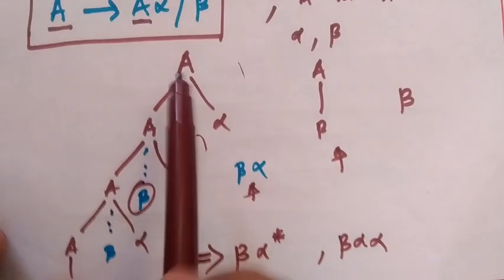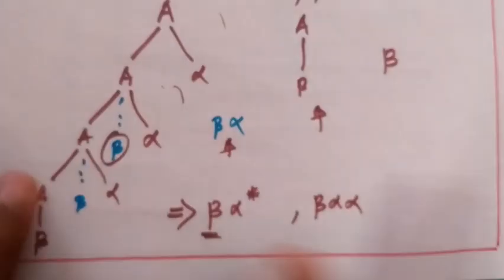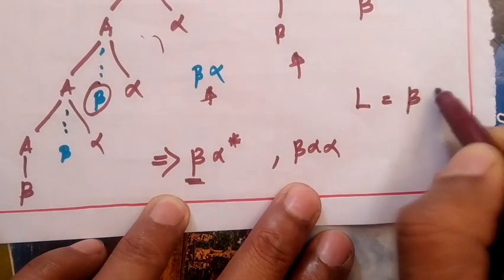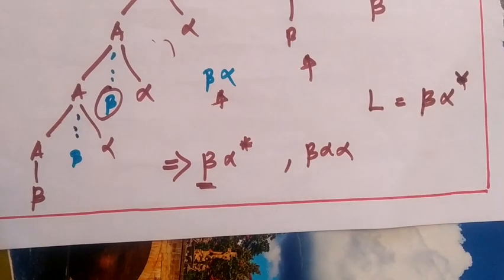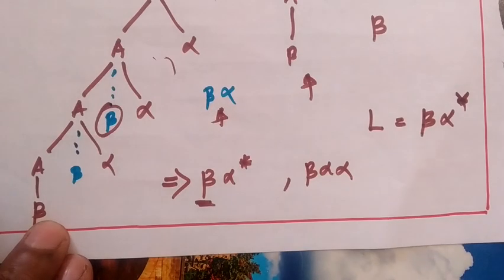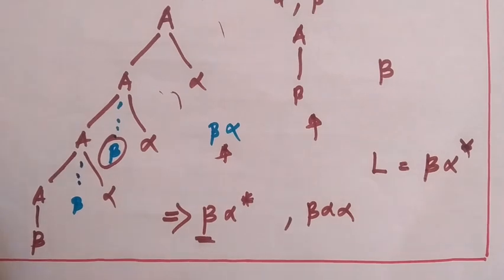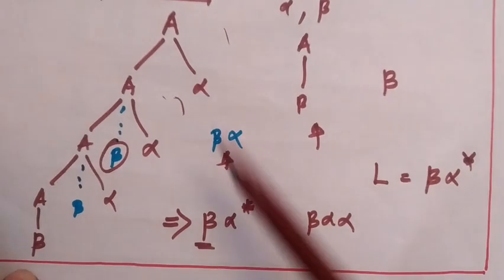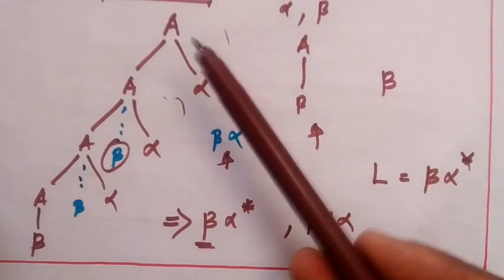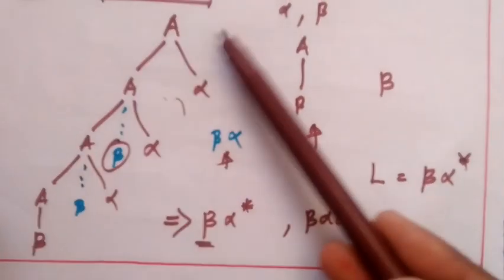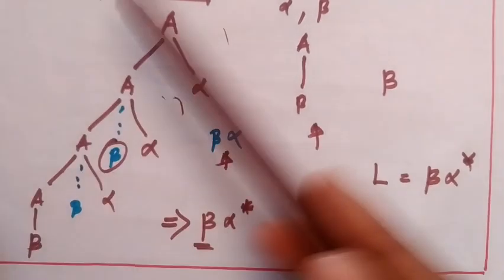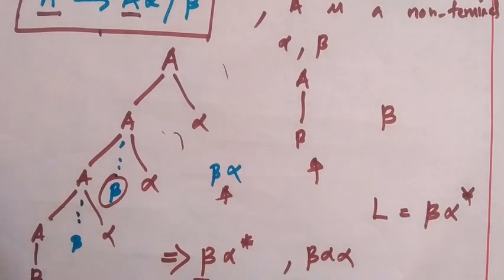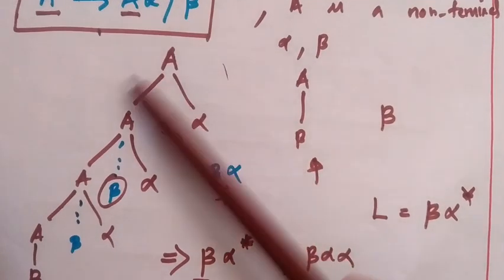That means if a grammar has a production of this form, then it derives the language L equal to beta alpha star. And suppose you are constructing a parse tree using a top-down parser, then the top-down parser will start the construction of the parse tree from top to bottom. So this type of parse tree it will construct. But you can see that if such a production is there, it will never end if you keep replacing A by A alpha, and the only option to stop the parse tree construction is to replace A by beta.